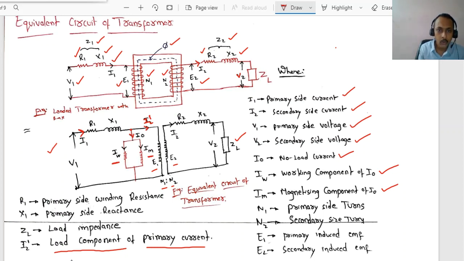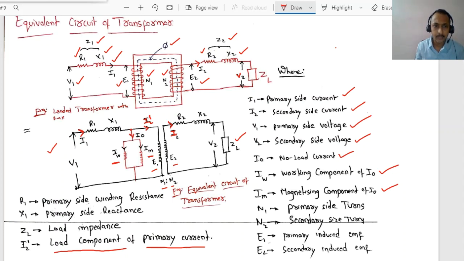This I2, as usual, this current in the secondary side flows through the R2 and X2 and it flows through the load. So these are all the important terminology. If you once understand these terminology and the name of the variable, then this topic will be very easy, right?